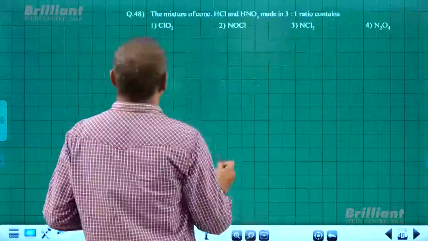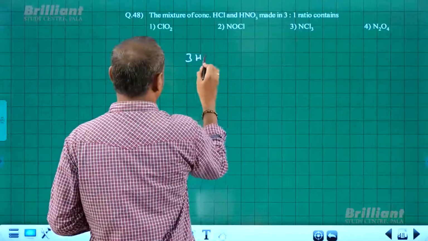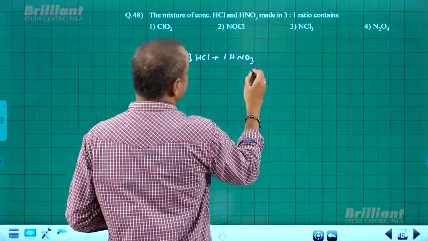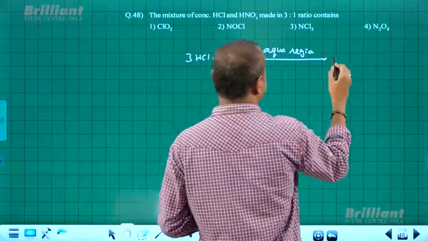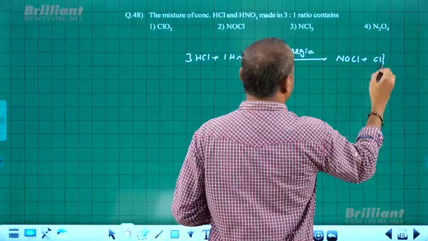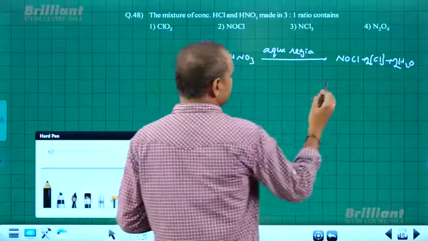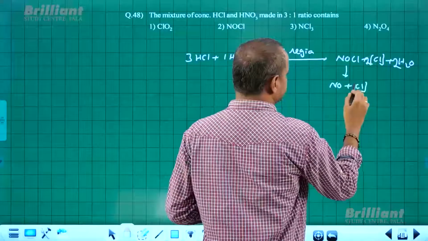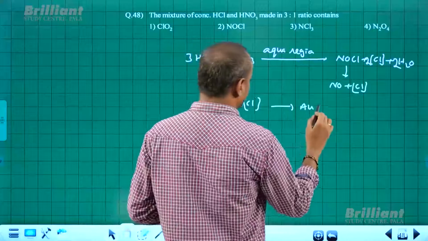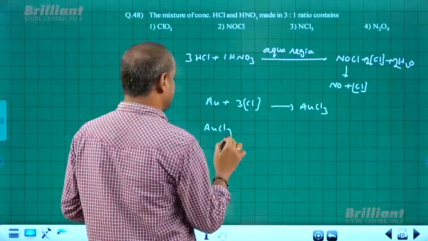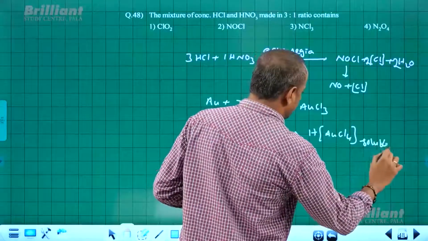Follow the same preparation methods. The mixture of HCl and HNO3 in a 3:1 ratio, 3 HCl plus 1 HNO3, is called aqua regia. It forms NOCl plus 2 nascent Cl plus 2 H2O. NOCl is again decomposed to form NO plus Cl. Total Cl are 3 Cl. Now gold plus 3 nascent Cl combine to form AuCl3. AuCl3 next dissolves in HCl to form HAuCl4, a soluble complex.